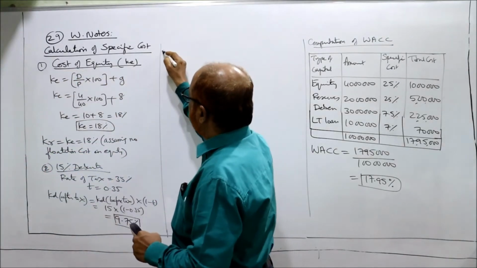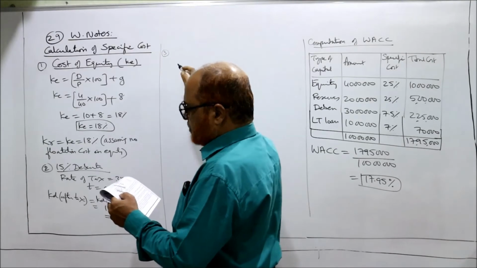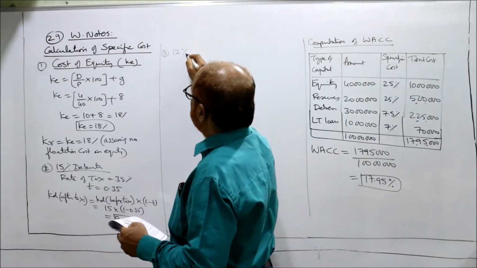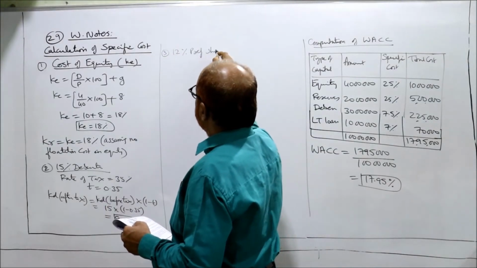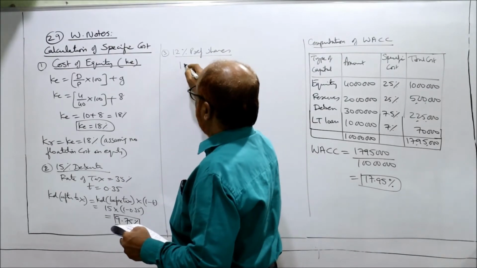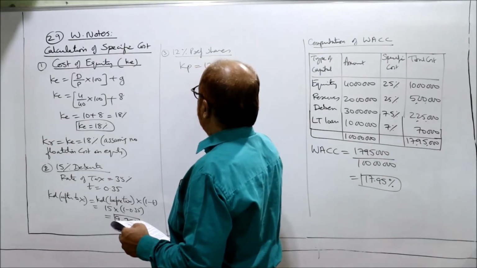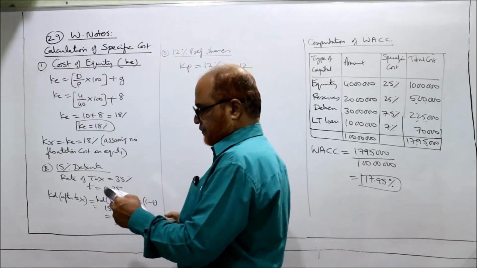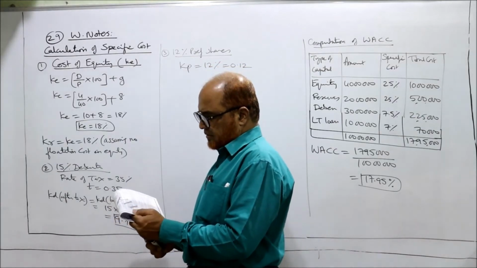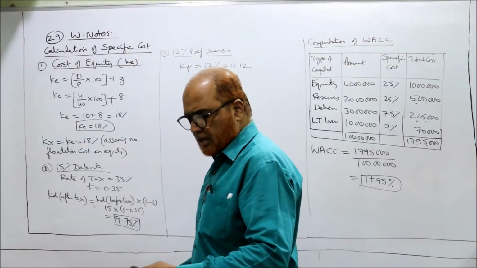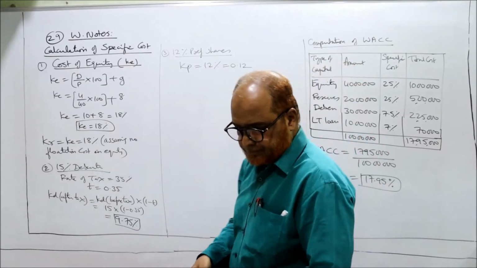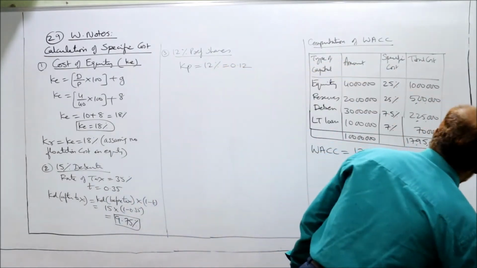Similarly, third, 12% preference shares. Therefore, KP is equal to 12%, 0.12. That's it. Now we can calculate the WACC. Already the table is prepared.